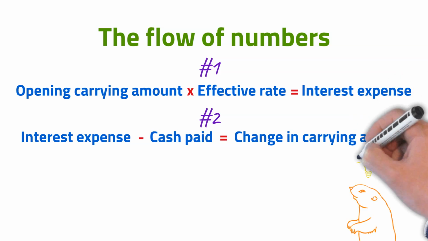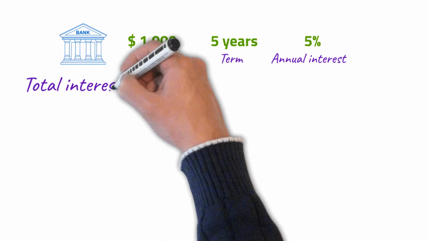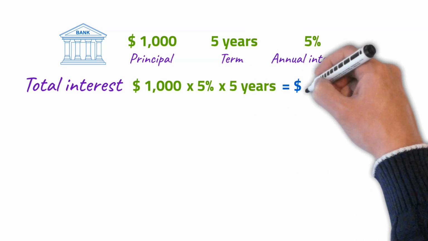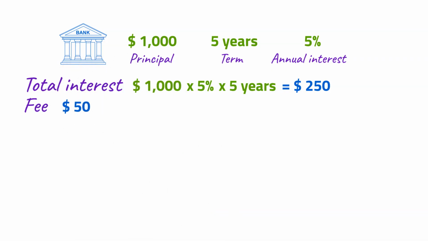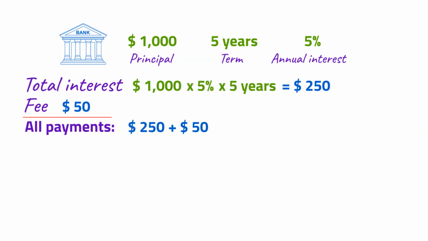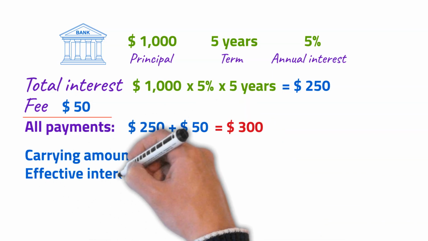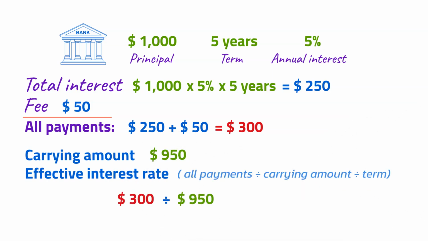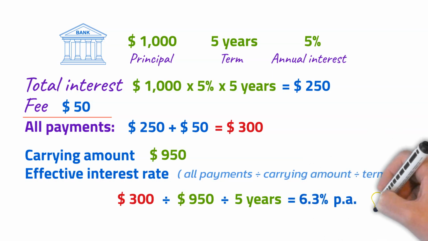Now with the numbers. We have a $1,000 loan, and over 5 years at a 5% interest rate we will pay 1,000 times 5% times 5 years equals $250 of interest. We also have paid a fee of $50. Total payments for the loan are 50 plus 250 equals 300. On the balance sheet, the carrying amount of the loan is 950. To calculate the effective interest rate, we divide 300 by 950 by 5 years and get 6.3%. So our effective interest rate is 6.3%.